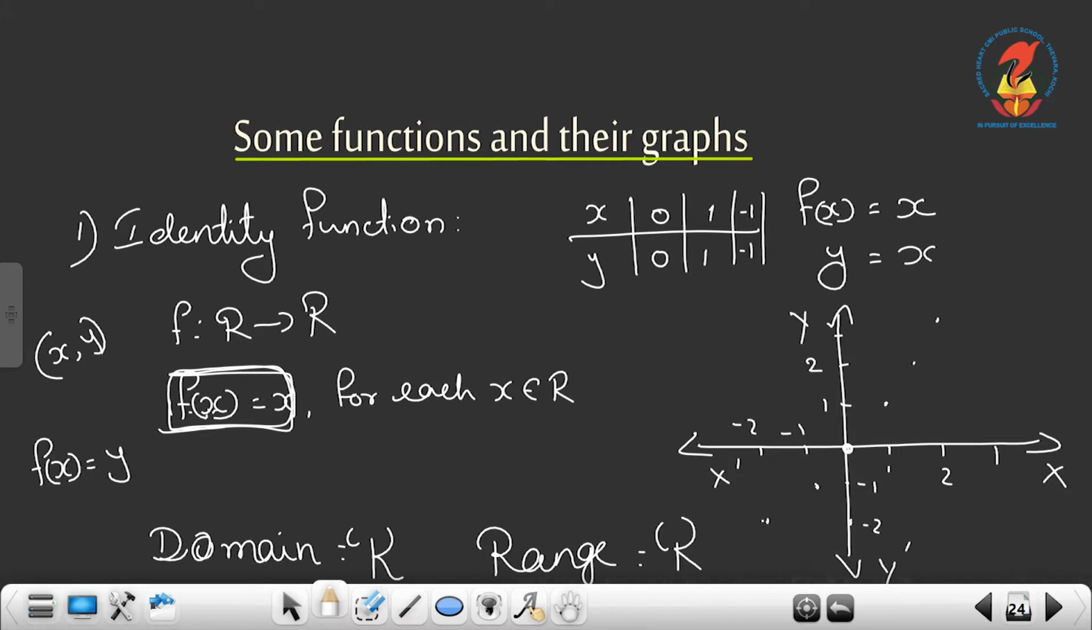So when we join it, what do we get? We get a straight line. Okay? We get a straight line through the origin. Through the origin.